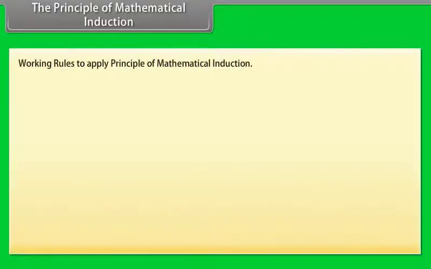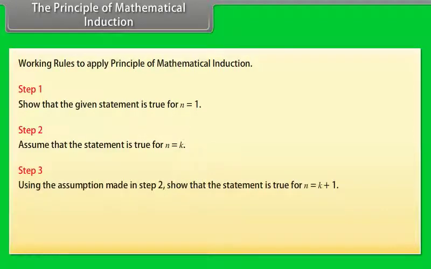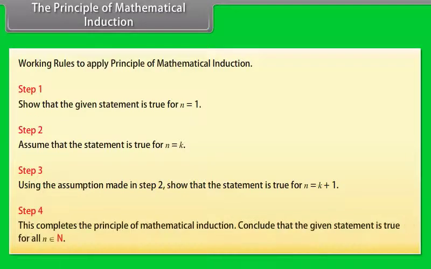The principle of mathematical induction. Working rules to apply the principle of mathematical induction. Step 1. Show that the given statement is true for n equals 1. Step 2. Assume that the statement is true for n equals k. Step 3. Using the assumption made in step 2, show that the statement is true for n equals k plus 1. Step 4. This completes the principle of mathematical induction. Conclude that the given statement is true for all n belongs to N.